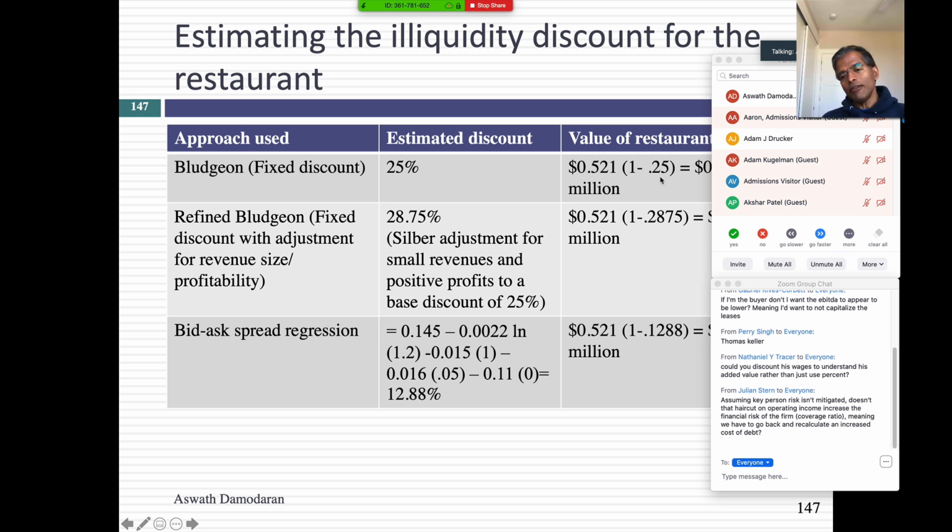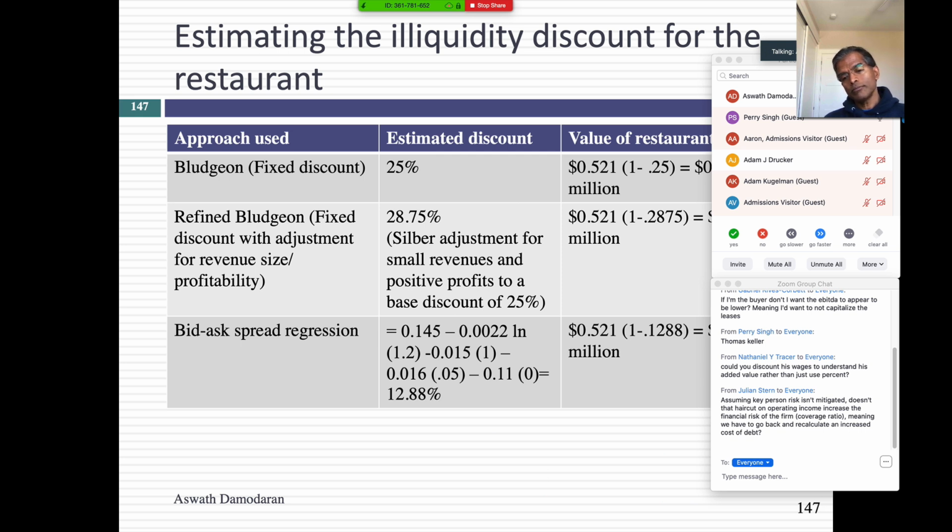I tried the naive approach, the bludgeon approach as I call it, with the prices and just put the 25%, and I get a much lower value. I even adjusted for their revenues and profits using the silver regression. I got a slightly higher discount. But with my bid-ask spread approach, the discount I get is 12.88%. I think that's a more reasonable discount than attaching this discount coming from restricted stock or IPO studies.